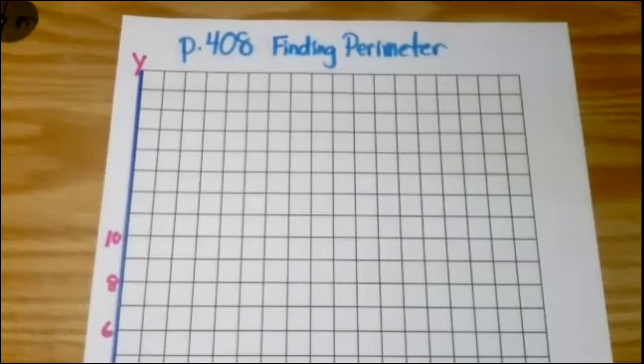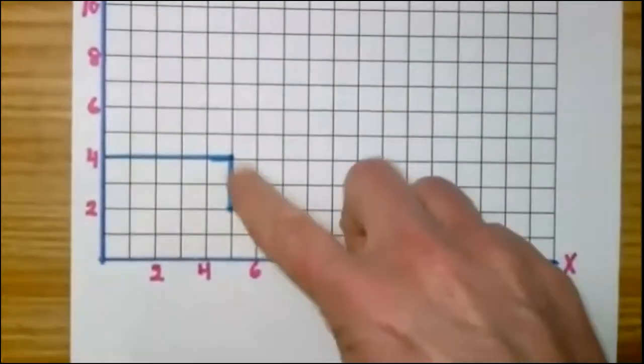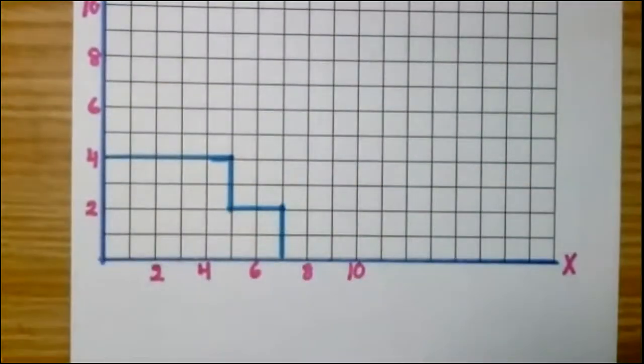So example 1 on page 408 says the grid, which I've drawn here and I'll show you, shows the path Tommy followed when he walked from his home at 0, 0 to various locations and back home again. If each grid square represents 1 block, how many blocks did he walk? Okay, so they're giving you some coordinate points there.